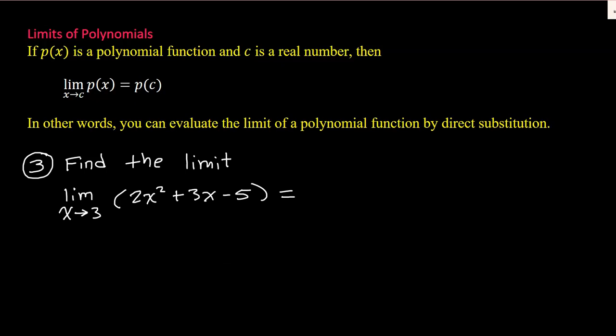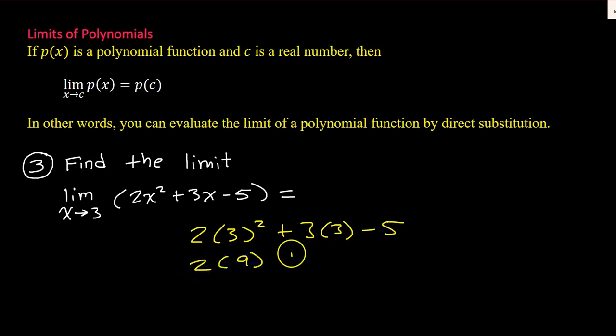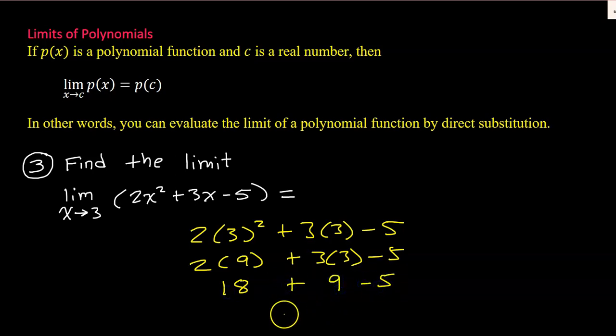So the limit is going to be 2 times 3 squared plus 3 times 3 minus 5. So that'll be 2 times 9 plus 3 times 3 minus 5. So that'll be 18 plus 9 minus 5. And that's going to be 22. All right, so the limit of this function as x approaches 3 is 22.